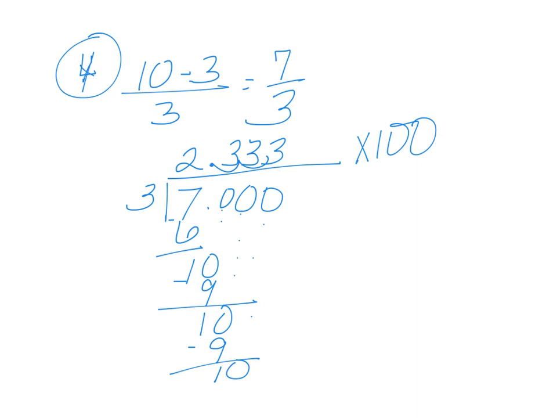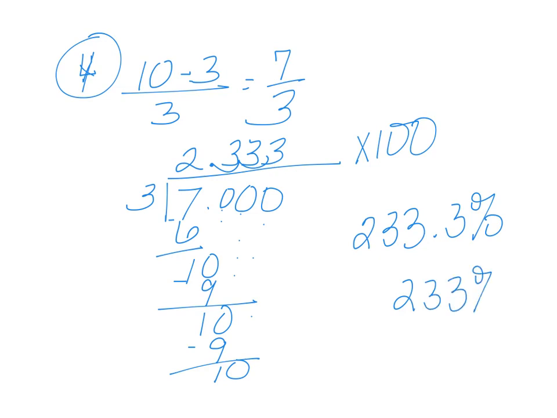2.33 per, I'm sorry, that is wrong. So let me erase that. All right. And it's going to be 233%. So it says to round to the nearest whole percent, so I can round to 233%.